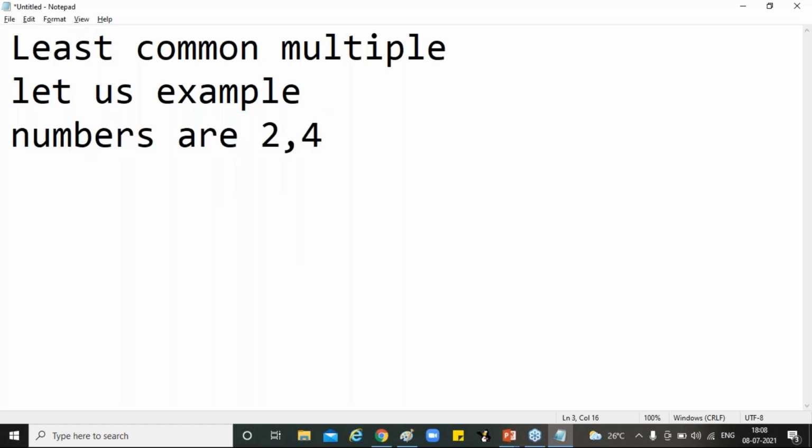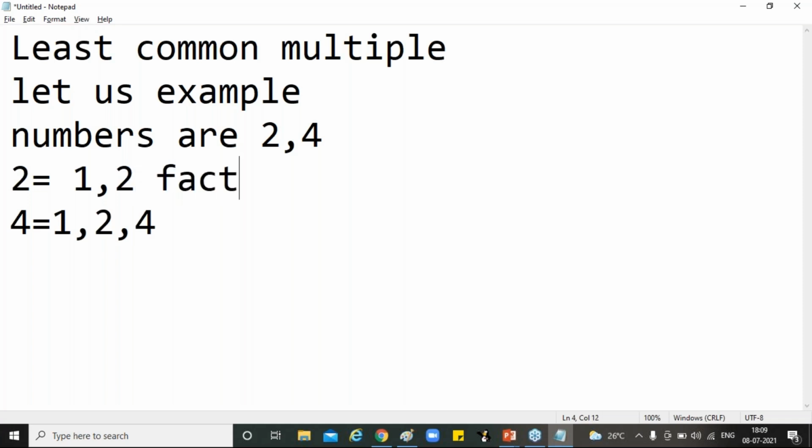Smaller numbers 2, 4. For 2, what are the factors? 1, 2. Coming to 4, what are the factors for 4? 1 is one factor, 2 is one more factor, 4 is one more factor. Get it, all of you? These are the factors.